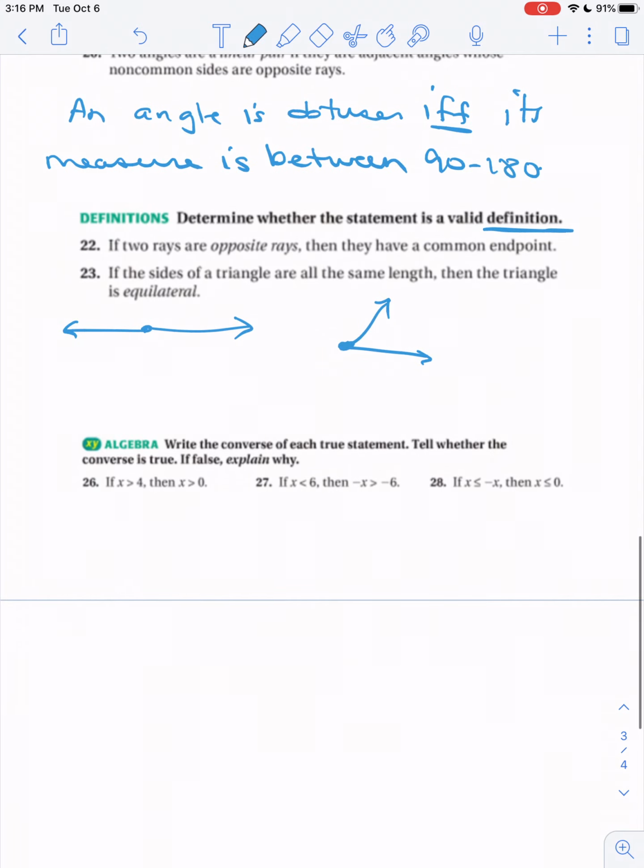Last section, write the converse of the true statement and tell whether the converse is true. So the true statement says if x is greater than 4, then x is greater than 0. Yes, we know that's true. Let's switch it around and say if x is greater than 0, then x is greater than 4. And we would say, hey, that's not necessarily the case. Just because a number is greater than 0 doesn't mean it's greater than 4. Our counter example would be, say, 2.